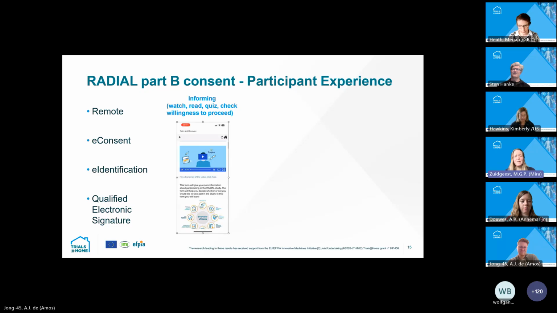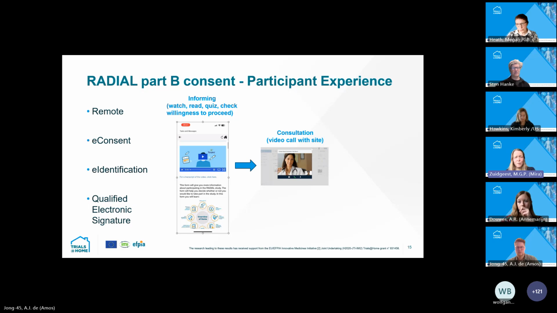So if you look at the next bit, we first informed participants through a dedicated study app. We provided information in different ways, so they could watch a video, they could quiz themselves, they could read the materials, partly online, partly in a document. And if people were then still willing to proceed, the next step would be that they had a consultation with a site. So yes, people were fully remote, but they still had live contact with sites. They could ask any questions they had about the trial here and discuss.